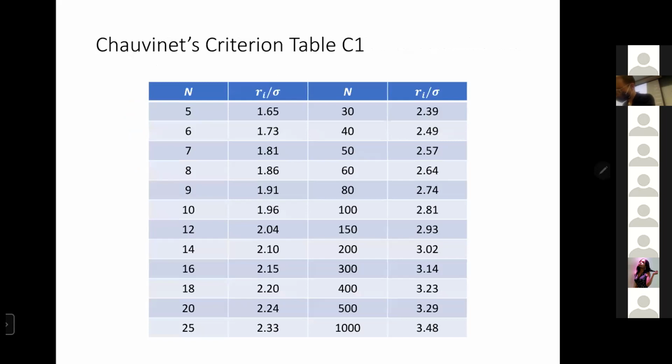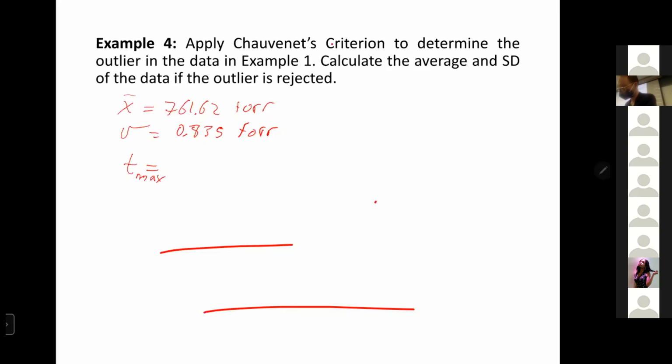Okay, here we go. So the number of measurements in this case was 6. And so T max is going to be 1.73. So this is the value that we're going to use. So T max equals 1.73.